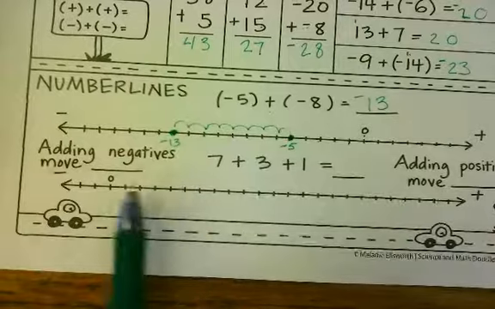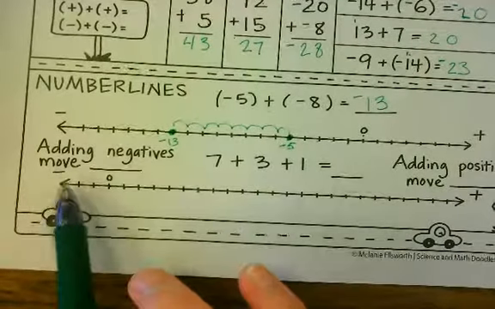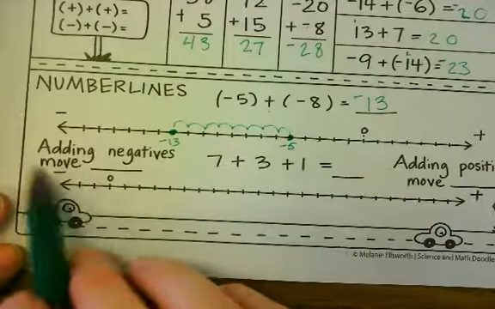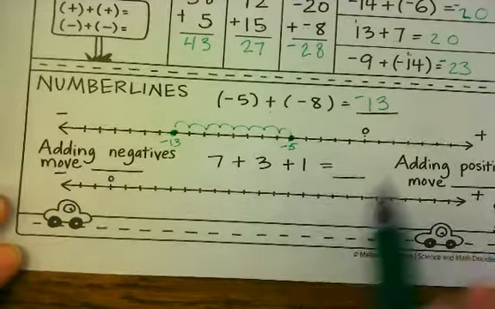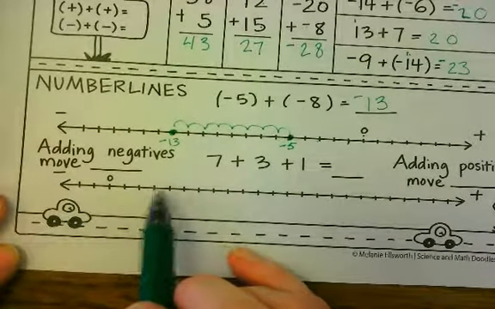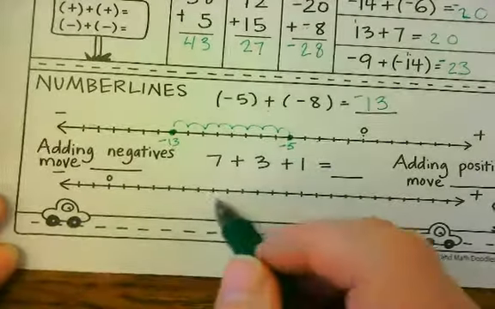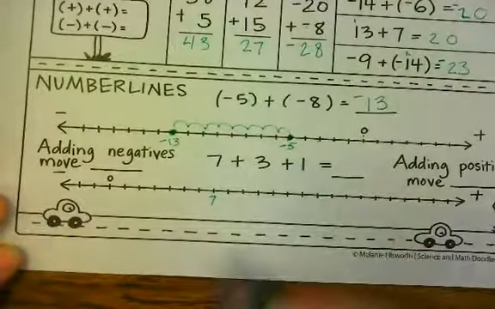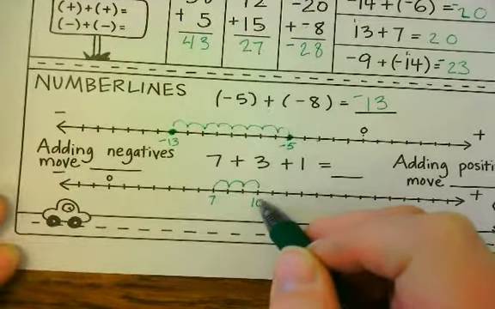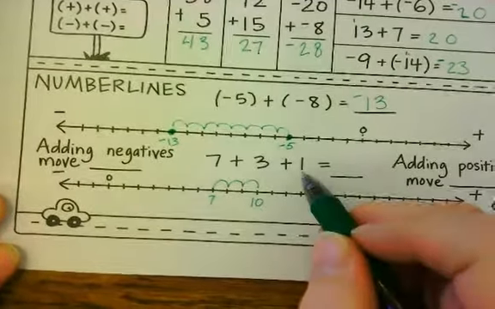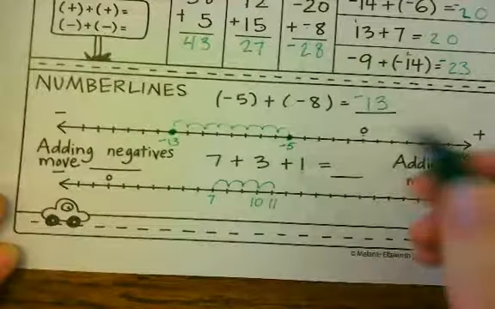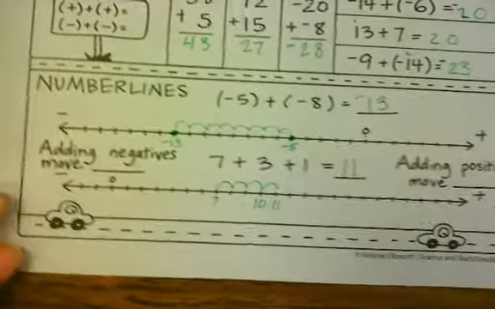So then on the next one we have adding negatives. We move towards this side. But when we're adding positives, we go the other way. So here we have 1, 2, 3, 4, 5, 6, 7. We add 3. That'll go 1, 2, 3, which would give us 10. And then we're going to add one more, which will give us 11. And our answer is 11.